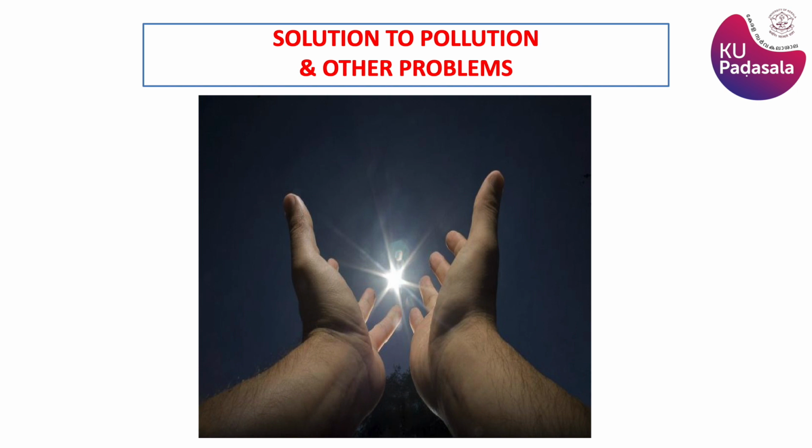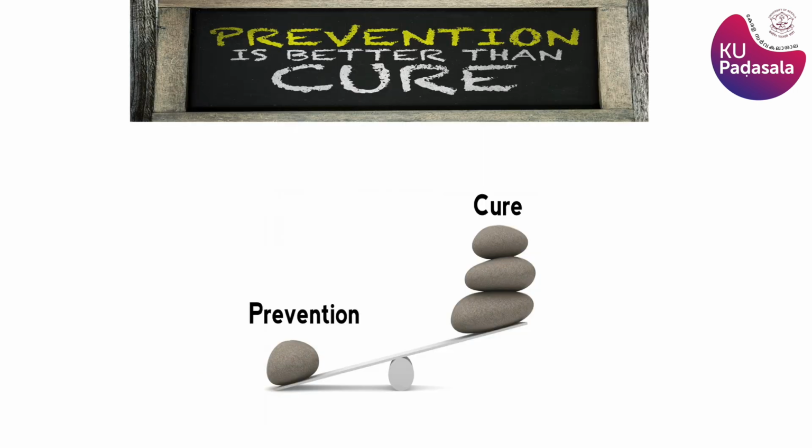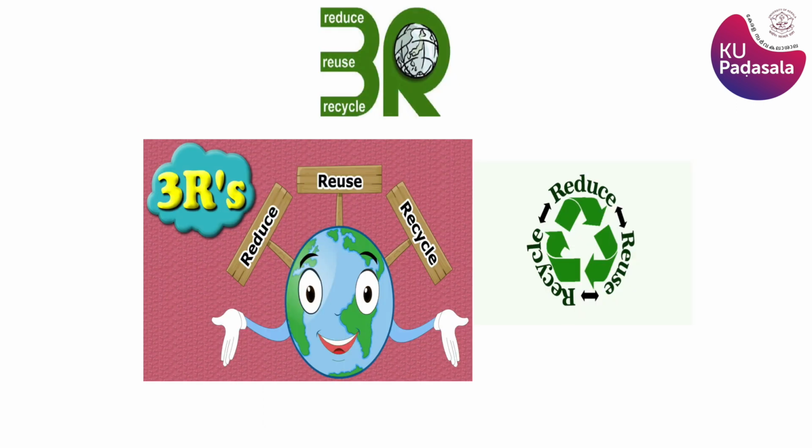Then coming to the solutions to the problems and the pollution. One, the best mantra is that prevention is always better than cure. The second is to follow the 3R principles, that is reduce, reuse and recycle. This is the mantra which we are following in almost all the fields, all the industries.